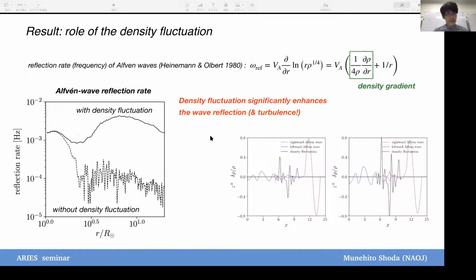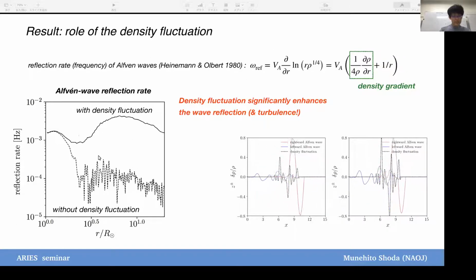And we have also investigated the role of density fluctuation in solar wind. In order to show the role of density fluctuation, we have calculated the reflection rate of Alfvén waves, which is given by this equation. And the result is shown in the left panel. We have shown two lines. The black solid line is the reflection rate with density fluctuation, so the reflection rate that is just directly calculated by this equation.